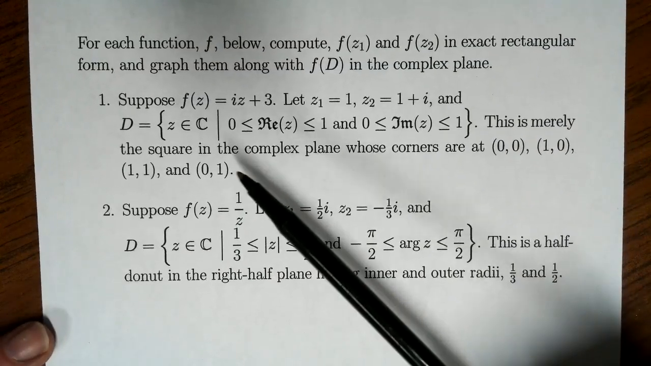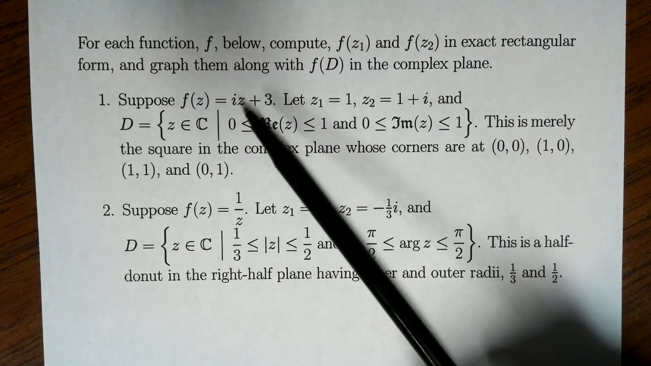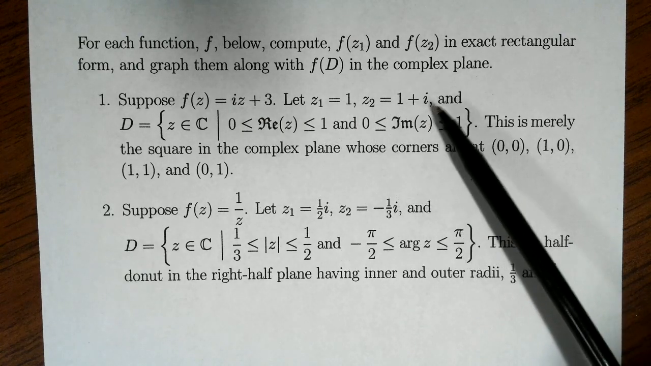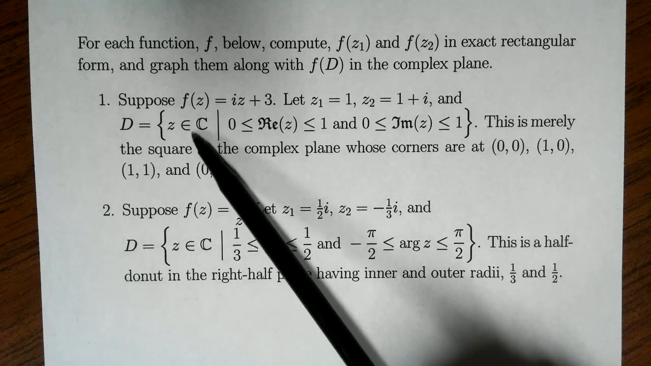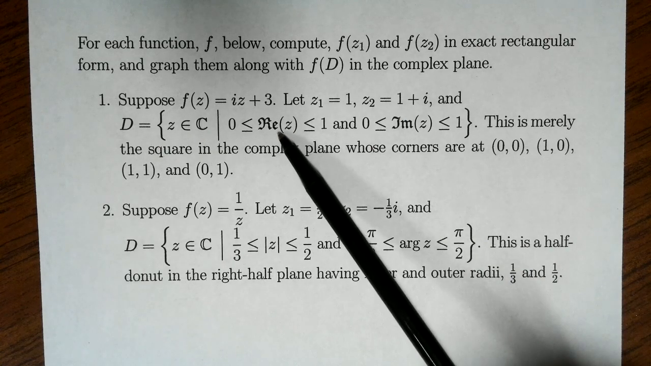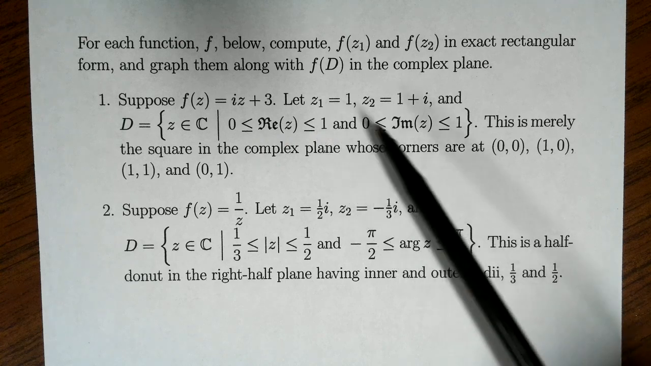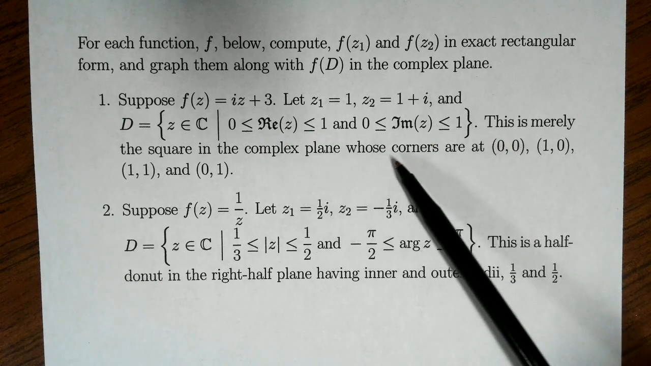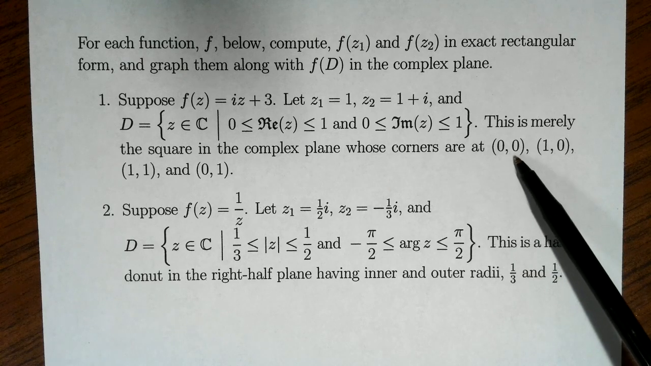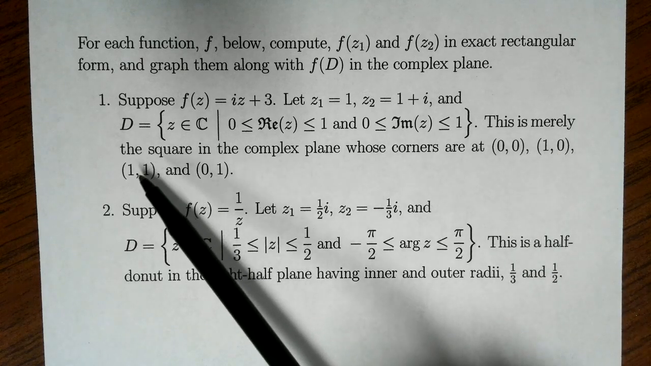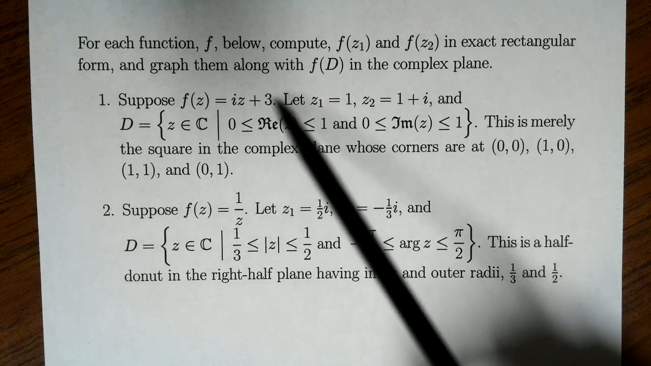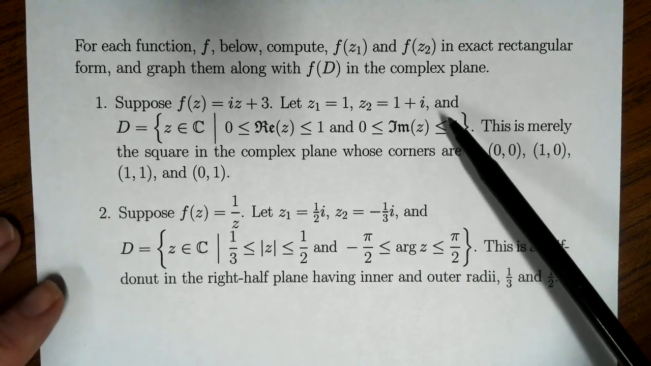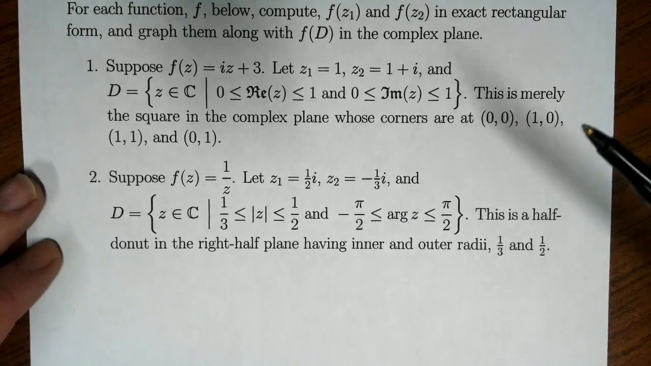In the first case, f of z would be iz plus 3, so here's m, and here's b. Let z1 be 1, z2 equals 1 plus i. Let D be the set of complex numbers whose real parts are between 0 and 1, and whose imaginary parts are between 0 and 1 as well. This is really just the square in the complex plane that has corners at 0, 0, 1, 0, 1, 1, and 0, 1. What you'll see is that f of D will actually be a square, rotated and shifted a bit, something like that.